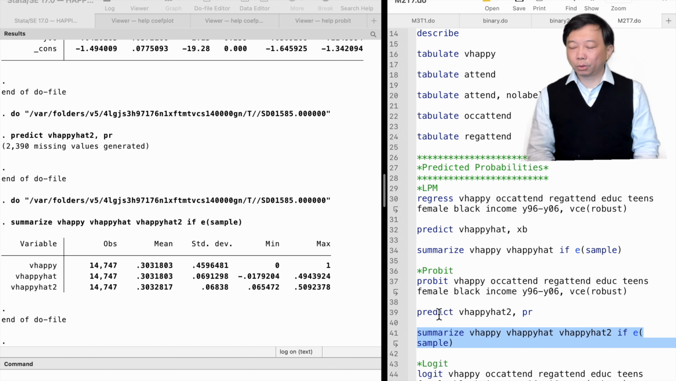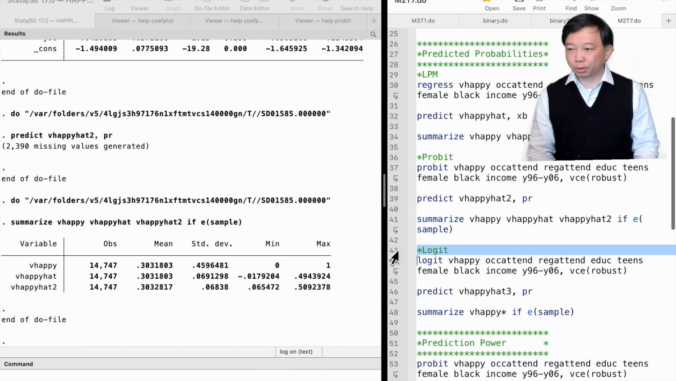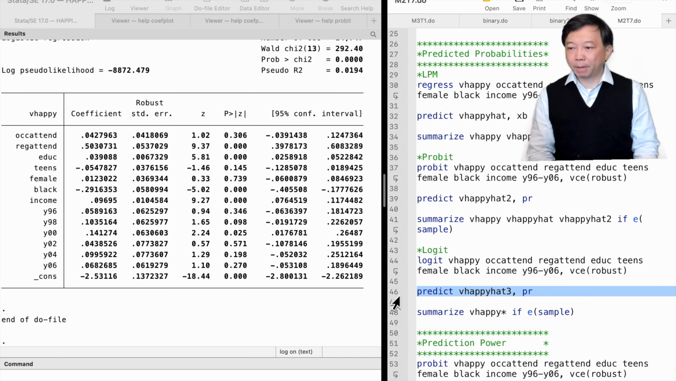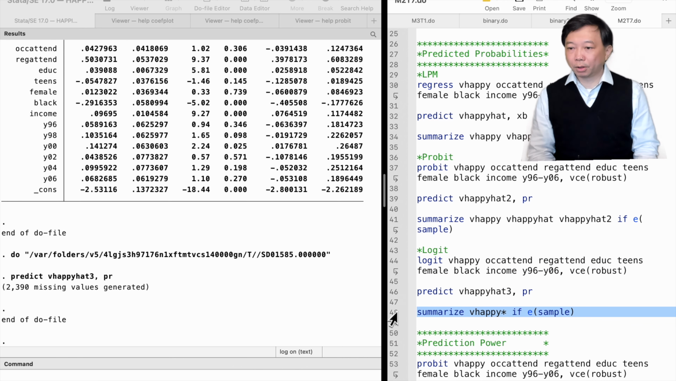We can try the Logit model using the Logit command. Finally, we compare the predicted probabilities from the 3 models. We type summarize vhappy star. The star sign represents all variables that start with vhappy.